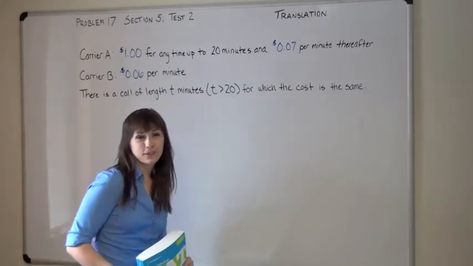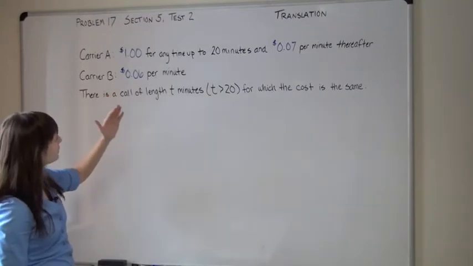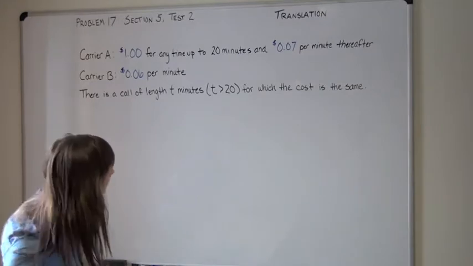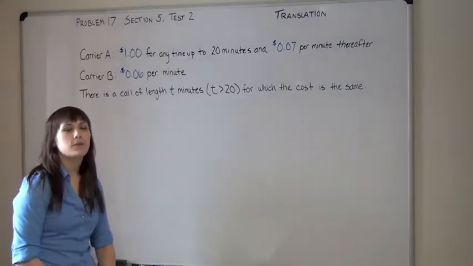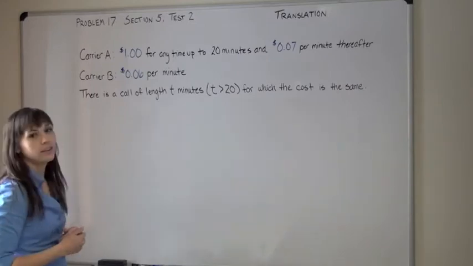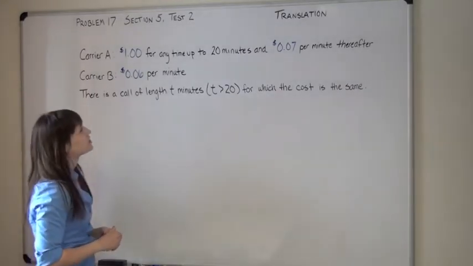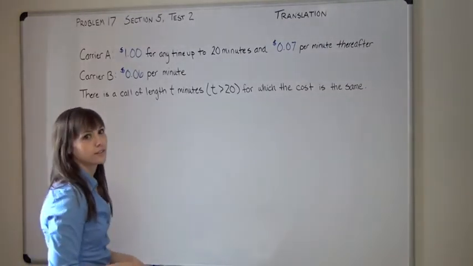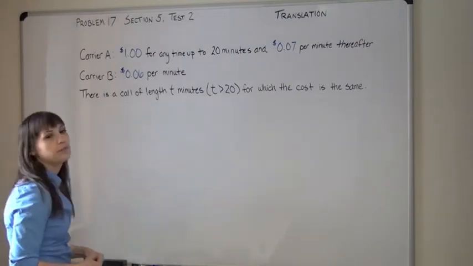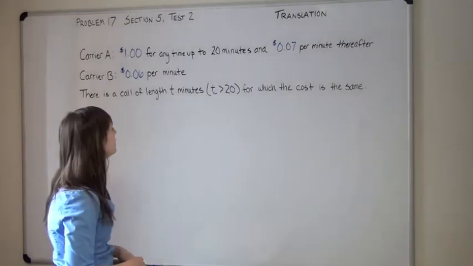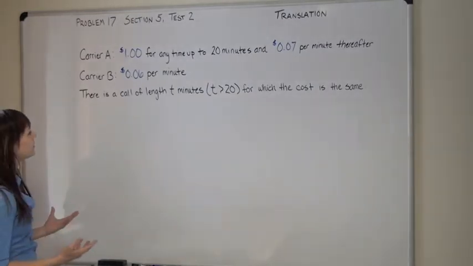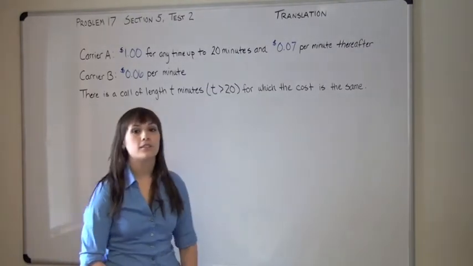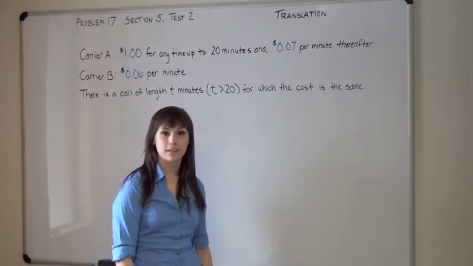My name is Jordan, and in this video I'll be explaining problem 17 from section 5 of test 2 of this book. This is a translation type problem. It tells you that there are two long-distance phone carriers, carrier A and carrier B, and gives you their rates. Carrier A charges $1 for any time up to 20 minutes, and then 7 cents per minute thereafter for its long-distance calls. Carrier B charges a flat rate of 6 cents per minute for its calls. And then the question tells you that there is a certain call length of time t, where t is greater than 20, for which the cost of the two carriers is the same, and asks you to find t.